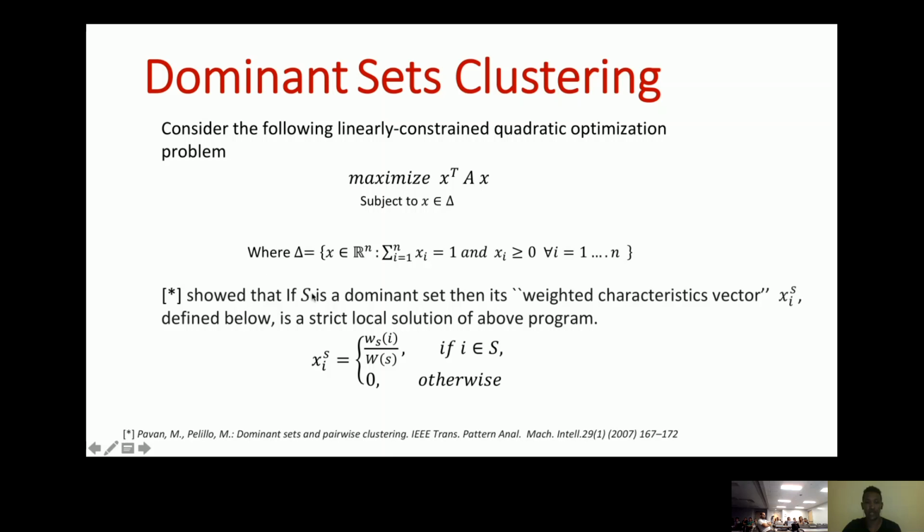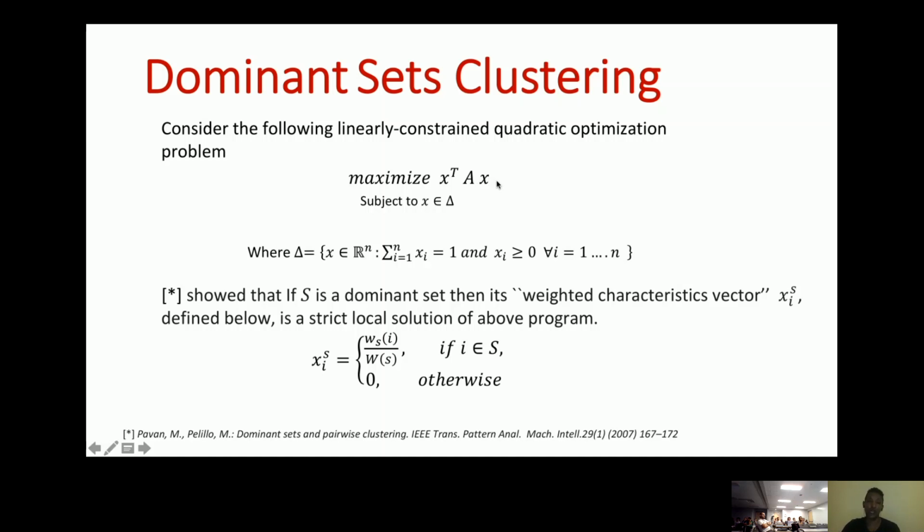If you are given a subset A, and you compute its weighted characteristic vector using the formula here, this weighted characteristic vector should be a strict local solution of this linearly constrained quadratic optimization. The other way around, if you take the solution of this linearly constrained quadratic problem, the support of the solution should correspond to the vertices of the dominant set.